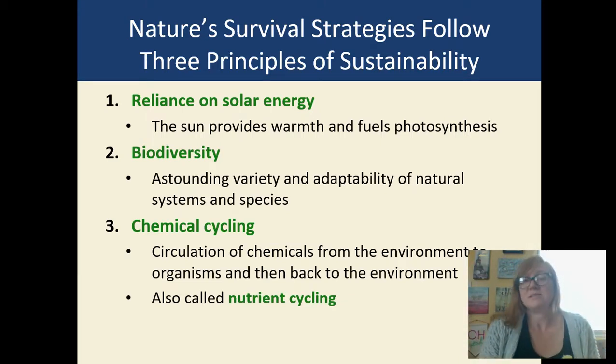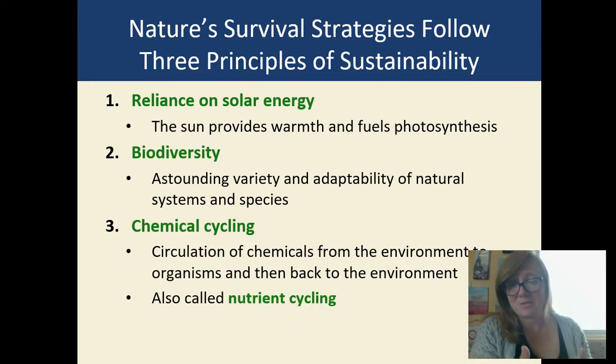We could spend a month just talking about plant adaptations to different things. So it's amazing. And chemical cycling, so the biogeochemical cycles, like the water cycle, the carbon cycle, the nitrogen cycle. That circulates chemicals from the environment to living things and then back to the environment. Again, it's sometimes called nutrient cycles or biogeochemical cycles. I know they're kind of boring to talk about, to be honest, but they fuel everything. They're so essential, and it's important that you understand those.